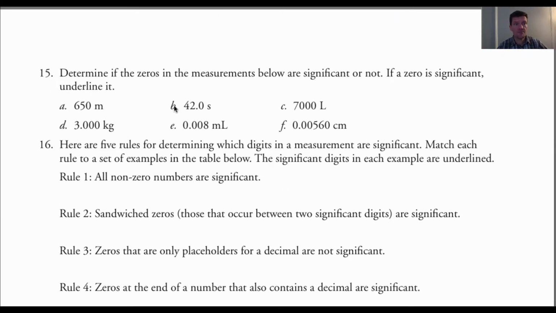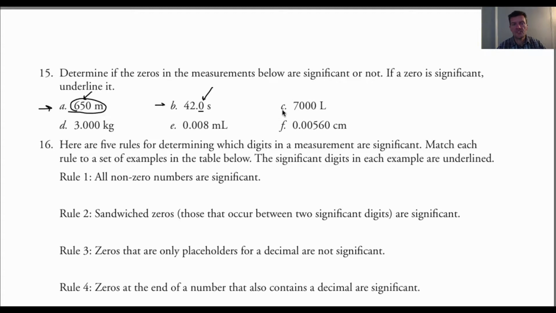Alright, little practice here. Determine if the zeros in the measurements below are significant or not. If a zero is significant, underline it. Let's look at A. 650. That zero right there is just a placeholder. It is not significant. This instrument is measuring to the nearest 10 meters. So that zero is not significant. B. 42.0. Yes, this instrument measured out to the nearest tenth of a second. This is significant, and I will underline it.